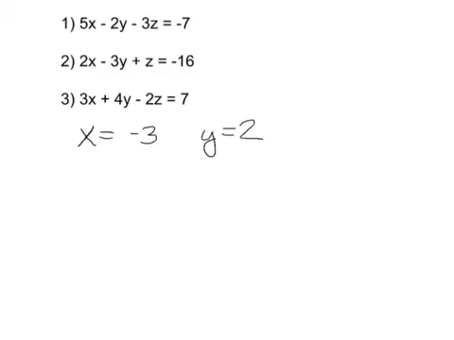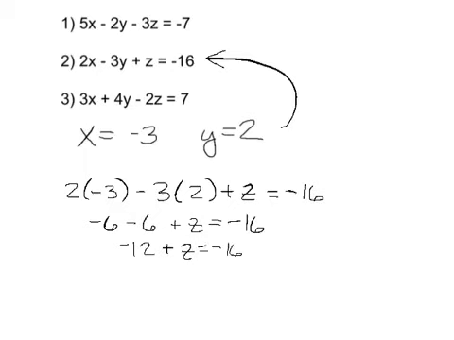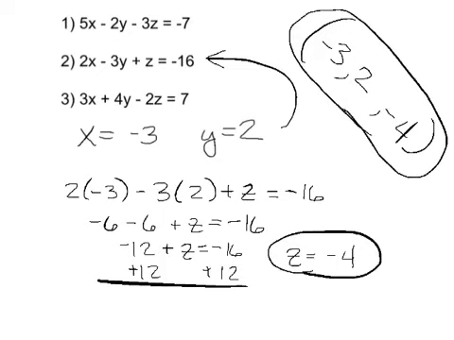We've solved for 2 variables. It's quite easy to solve for the third. I'm going to go ahead and pick equation 2. No reason other than there's just a z, no coefficient. Minus, I'm substituting in my answers. Negative 6 minus 6 plus z, negative 12. Add 12 to both sides. Z equals negative 4. So our answer is negative 3, 2, negative 4. That is our solution to the 3 by 3 system of equations.